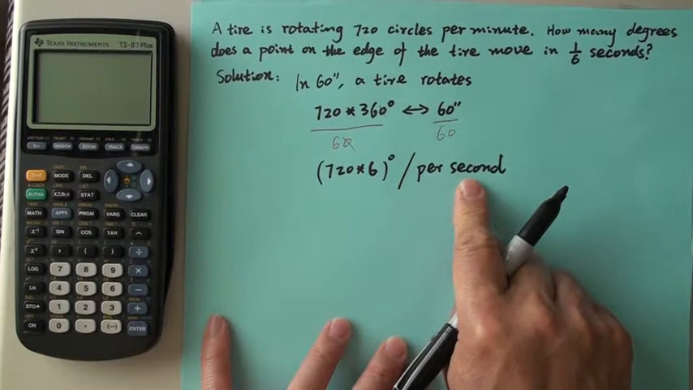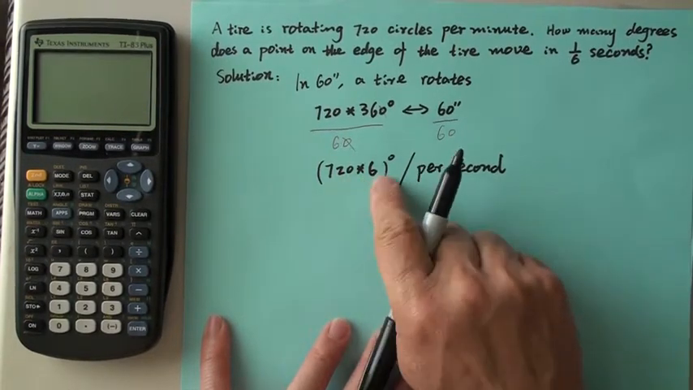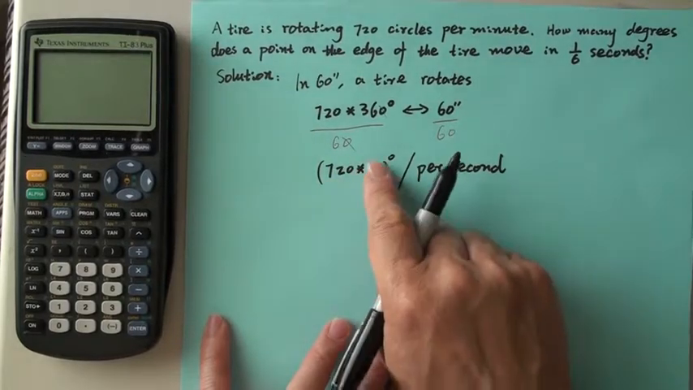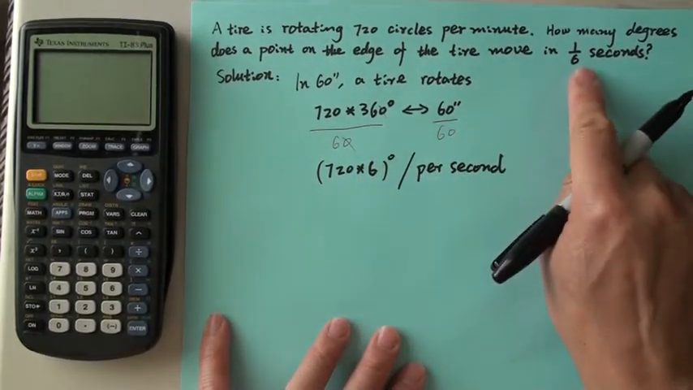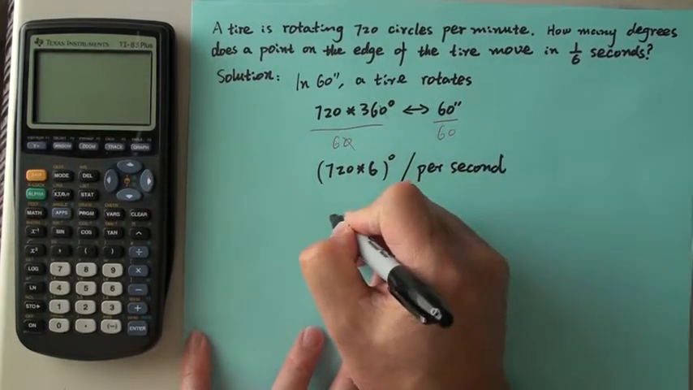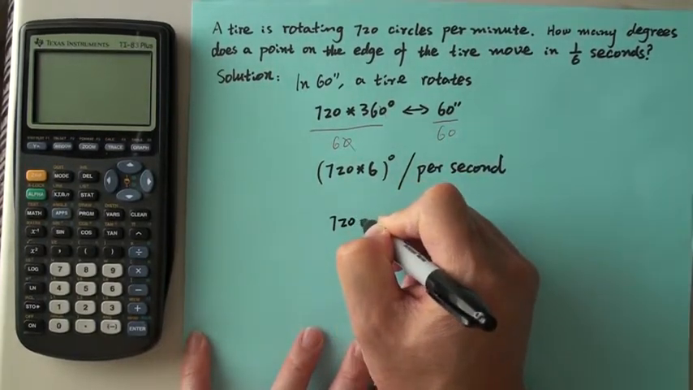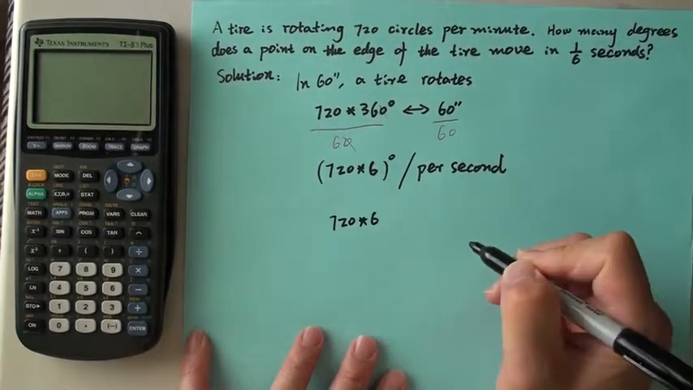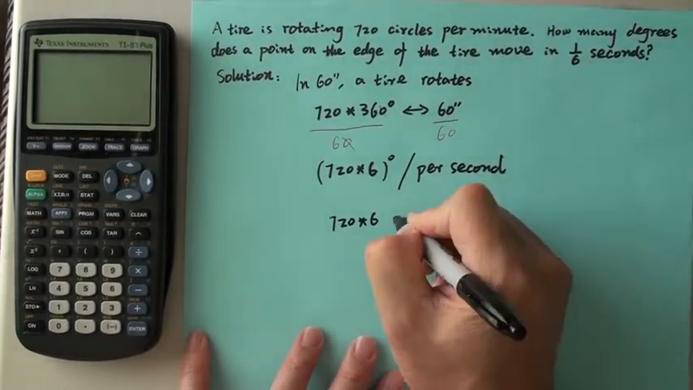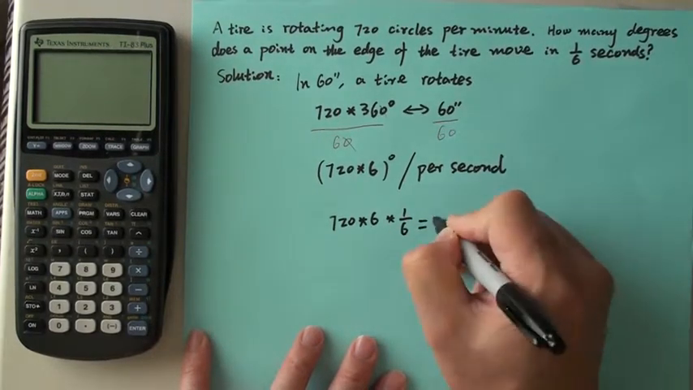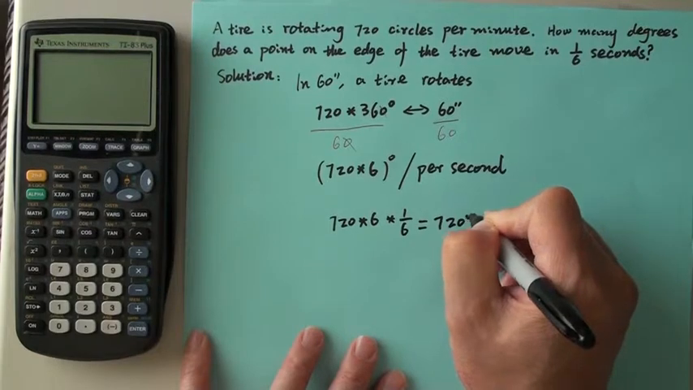For 2 seconds, this number times 2. For 3 seconds, this number times 3. But here it is for 1/6 seconds. Then you do 720 times 6, that's the original amount per second, and here it is 1/6, so you multiply by 1/6. And this is going to be 720 degrees.